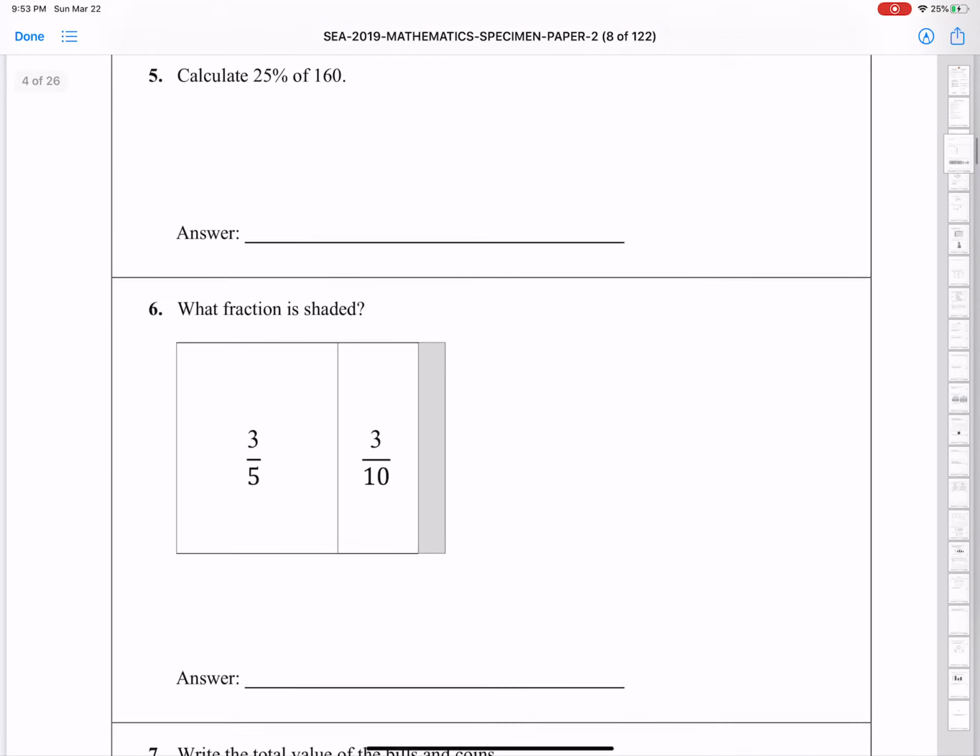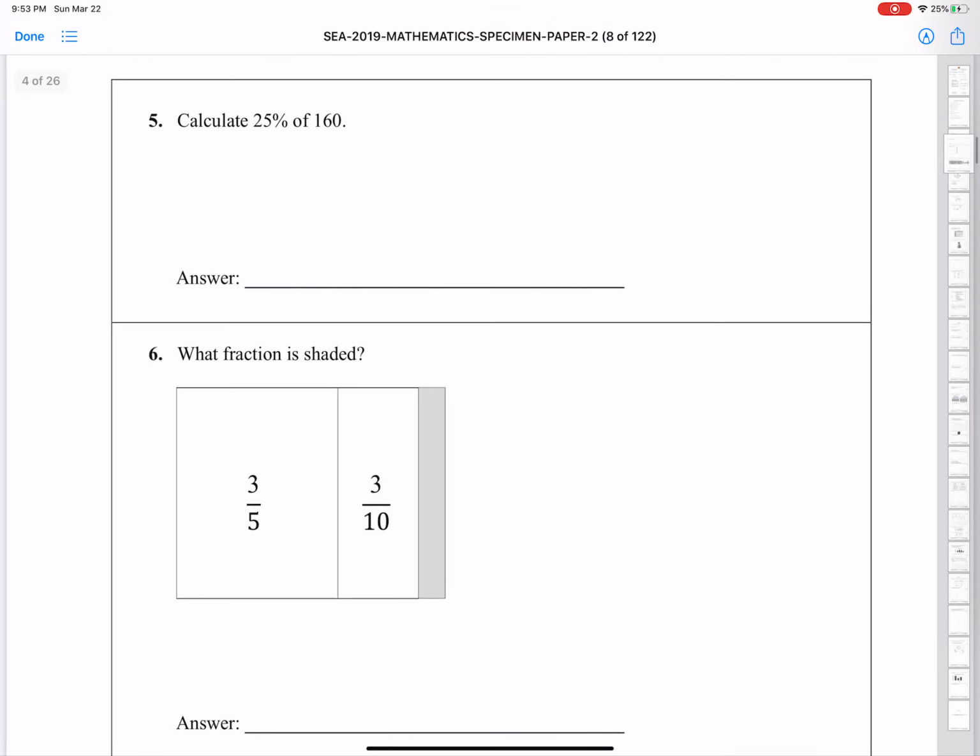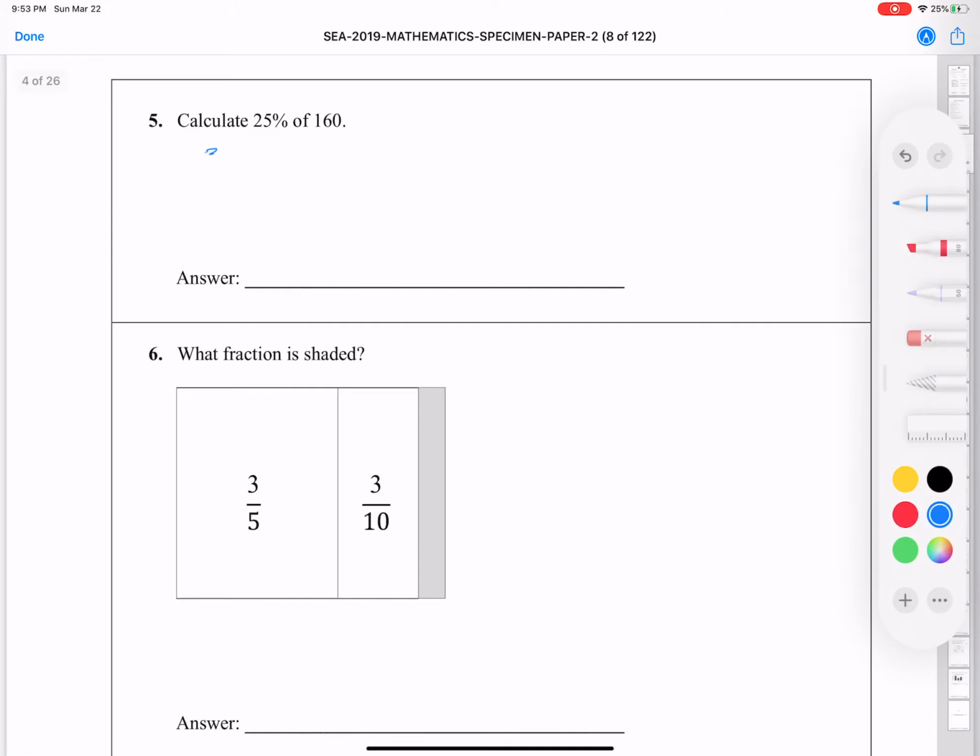Calculate 25% of 160. Very familiar type of question. What does 25% mean? It means 25 over 100. What does off mean? Off means to multiply. And we have 160, we express it in fraction form. Okay, 25 into 25, 1. 25 into 100, 4. Nice. 4 into 4, 1. 4 into 16, 4. Bring up the zero, the answer is 40.